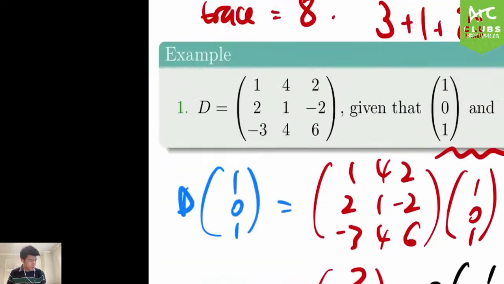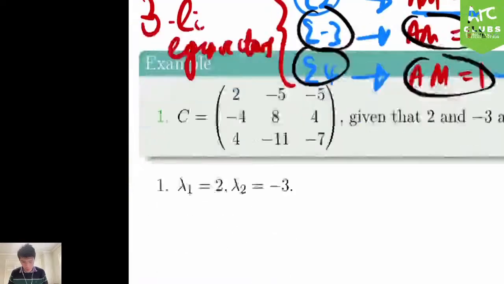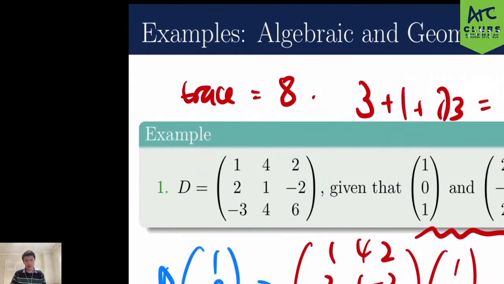Okay. I might go through. Okay. We didn't miss out on that much. I'll go through number 2.